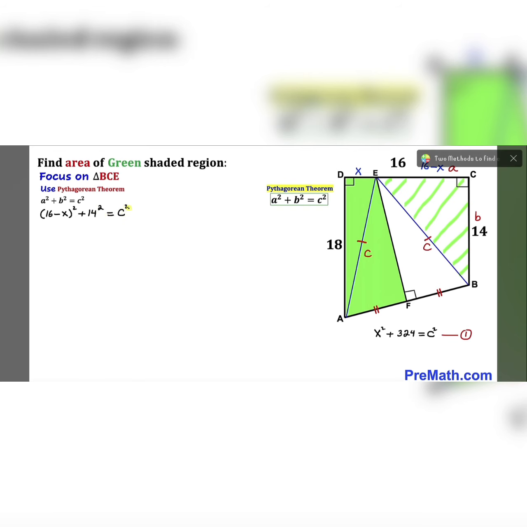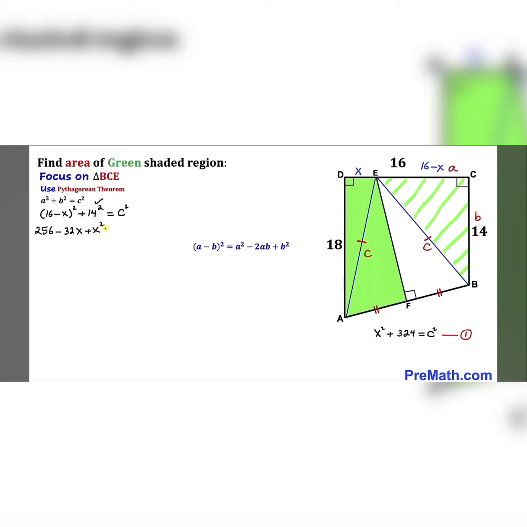c squared. And now let's recall this famous identity: a minus b whole squared can be written as a squared minus 2ab plus b squared. I'm going to apply it on this binomial. So this is going to become 256 minus 32x plus x squared. And then 14 squared is 196 equals c squared.